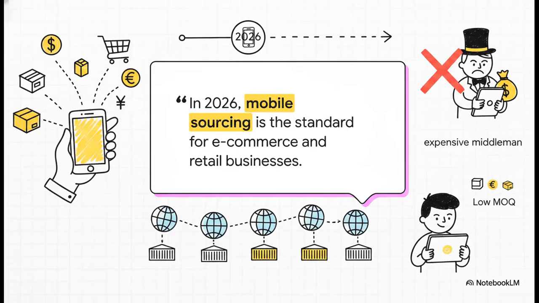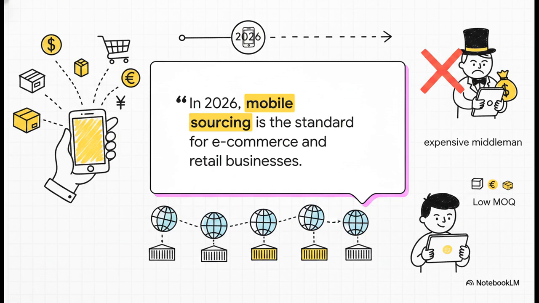Which brings us to this really powerful takeaway directly from our sources. In 2026, mobile sourcing is the standard for e-commerce and retail businesses. You no longer need to be intimidated by the idea of sourcing from China. By utilizing the specific entry-level apps we've covered today, you can completely skip those expensive middlemen, test the waters with zero or low MOQ platforms, and manage your entire global supply chain right from the palm of your hand.